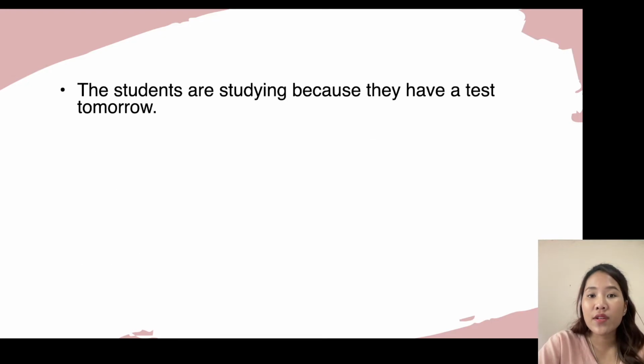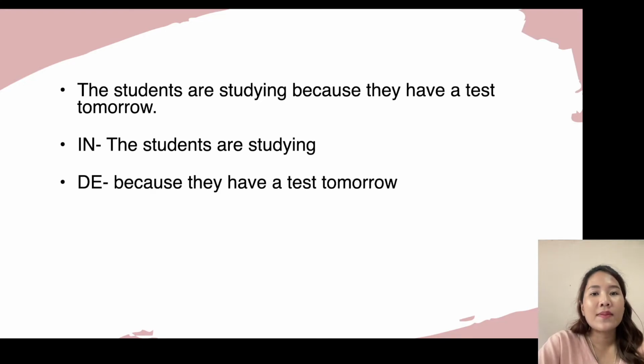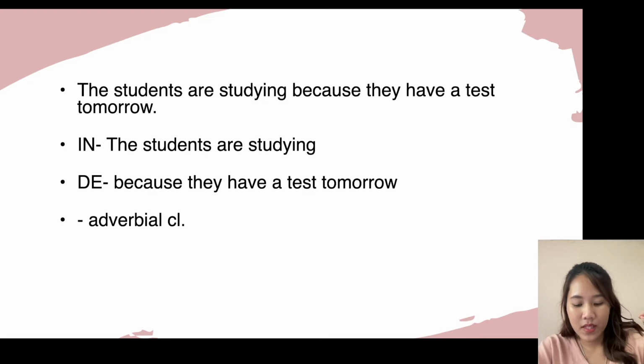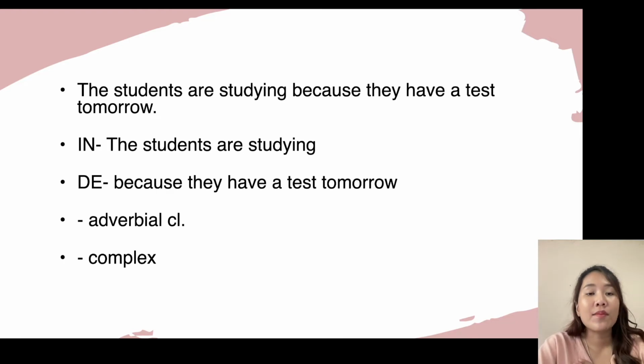Or the students are studying because they have a test tomorrow. So the independent clause is "the students are studying," and the dependent clause is "because they have a test tomorrow." As you can see here, "because they have a test tomorrow" is the adverbial clause functioning as the modifier of the whole independent clause in front of it, "The students are studying." And in this complex sentence, we have one independent clause and one dependent clause.